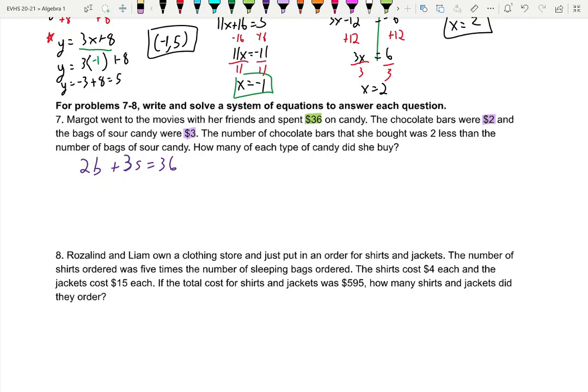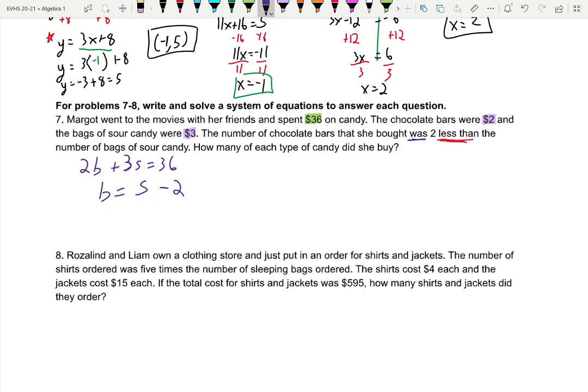The number of chocolate bars that she bought was 2 less than the number of bags of sour candy. Okay, so 2 less than. Now remember that less than is one of our switch order phrases. So let's go ahead and write this in there. Number of chocolate bars, that's B. Number of chocolate bars that she bought is one of our equals. Now, less than means we're going to have subtraction, but it's 2 less than, so the 2 is going to go on the end because it's the switch order. The number of bags of sour candy is S.